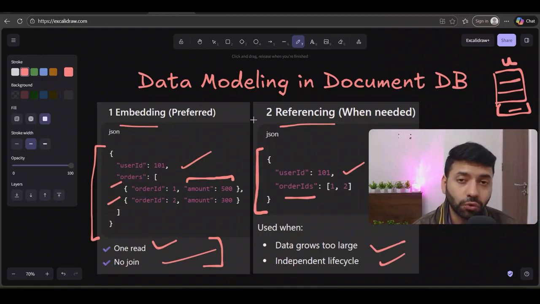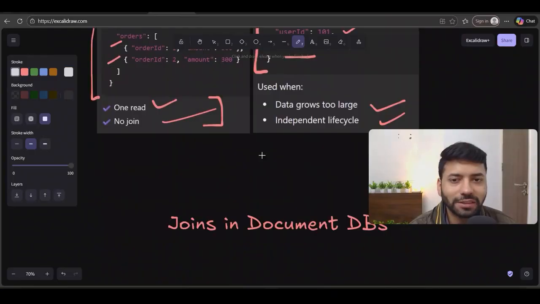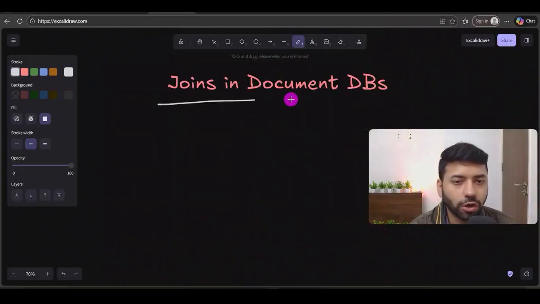So these are the basic two ways how you can model the data in document DB. Okay, so depending on the requirement, like what is the pattern of your access, you need to model your data. Okay, next let's discuss joins in document database.